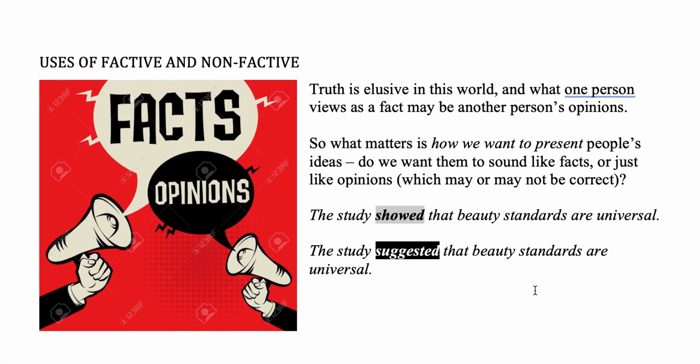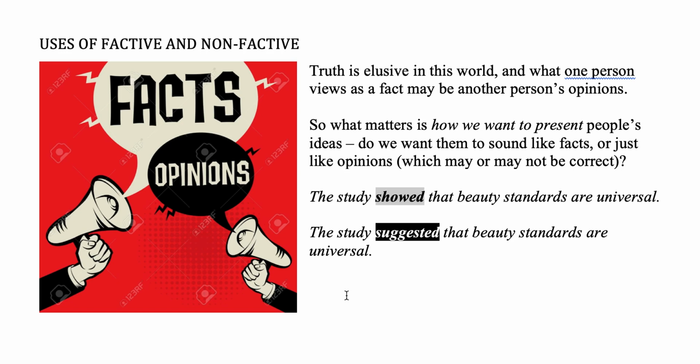As you may have figured out from the previous examples, there are some good purposes for how we can use factive and non-factive. And we'll see some more examples of this later in this instructional module. Here's the thing. Truth is elusive in this world. And what one person views as fact may be another person's opinion, right? Like, most of us are pretty firmly in the camp of believing that the earth is round, but you've got people out there who just see that as an opinion, all right? In their mind, the earth is flat.